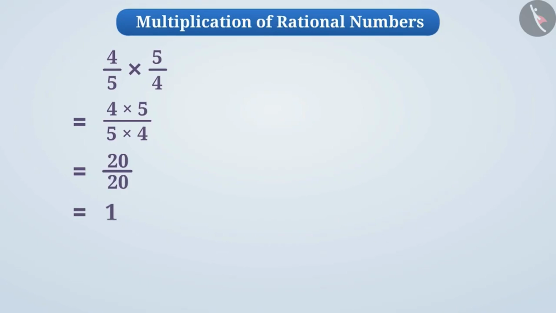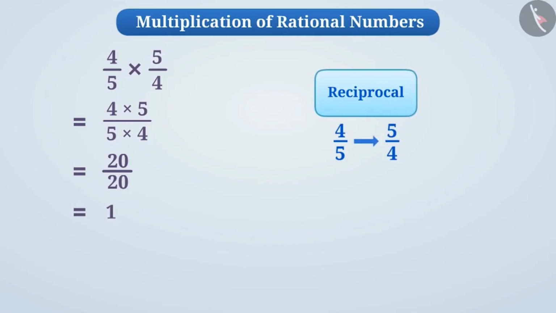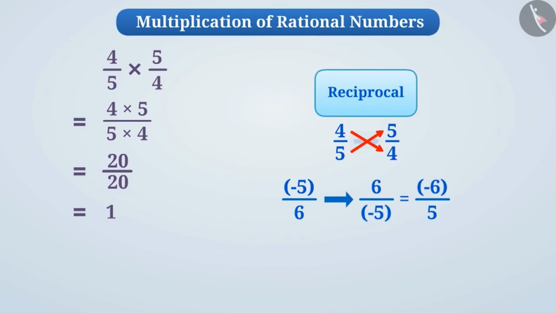Similarly, if the result of multiplication of any two rational numbers is 1, then they are reciprocals of each other. By looking at these two rational numbers, you can also understand that the reciprocal of a number is obtained by interchanging the numerator and denominator of that number. For example, the reciprocal of minus 5 by 6 is 6 by minus 5, which can also be expressed by minus 6 by 5. Reciprocals have great significance when dividing rational numbers.